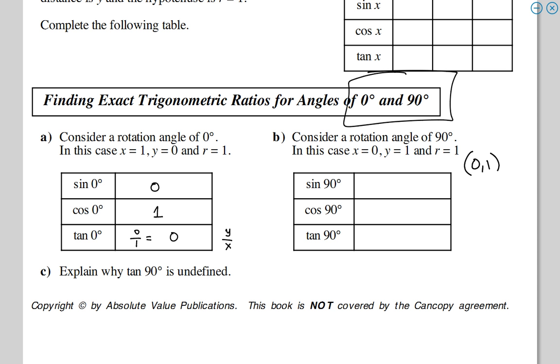Zero, 1. Okay, that's the coordinate at 90 degrees. So the sine will be the y coordinate, which is 1. And you go in your calculator, do sine 90 right now. Okay, and then try cos 90. What do you get? 0. So the cos will have to do with the x coordinate.